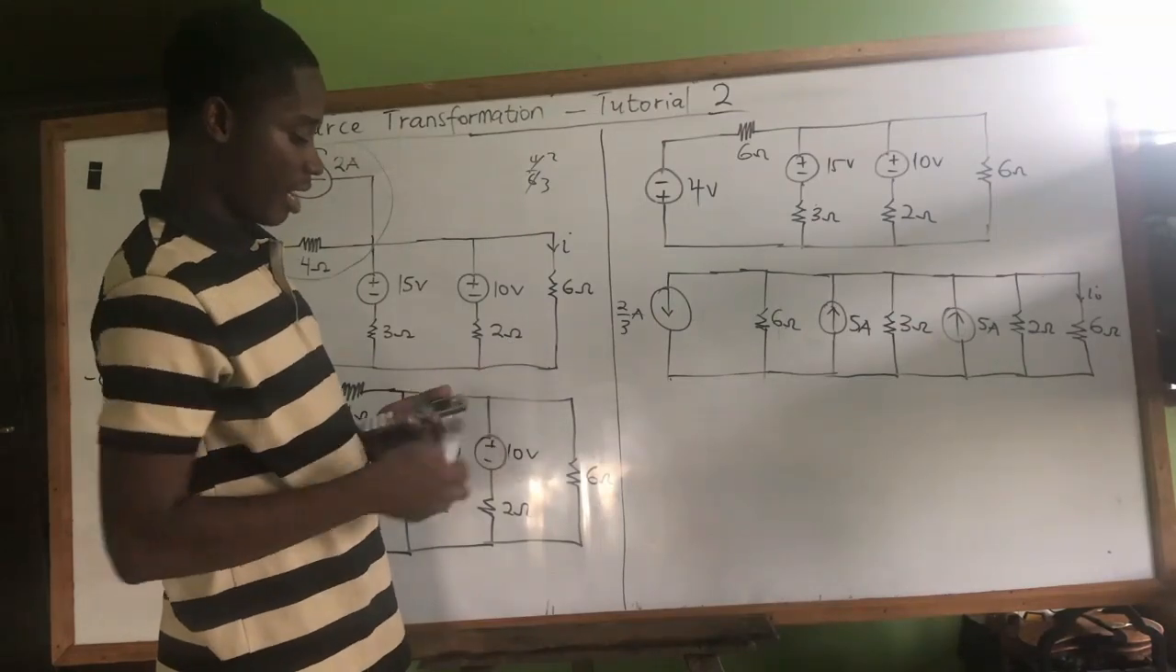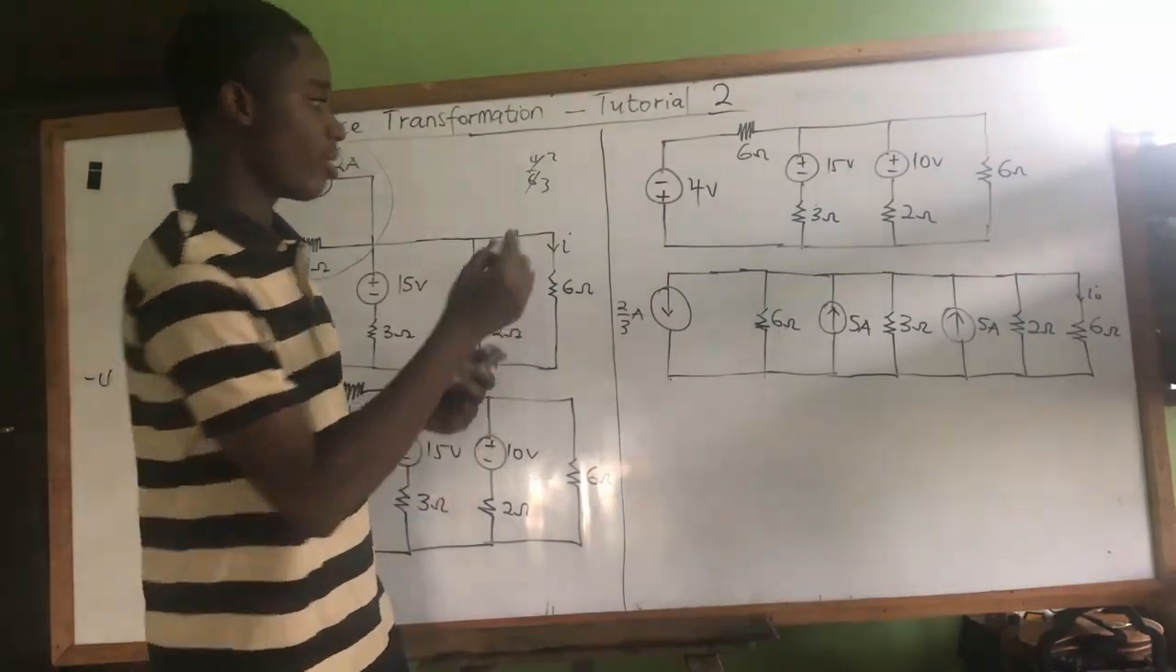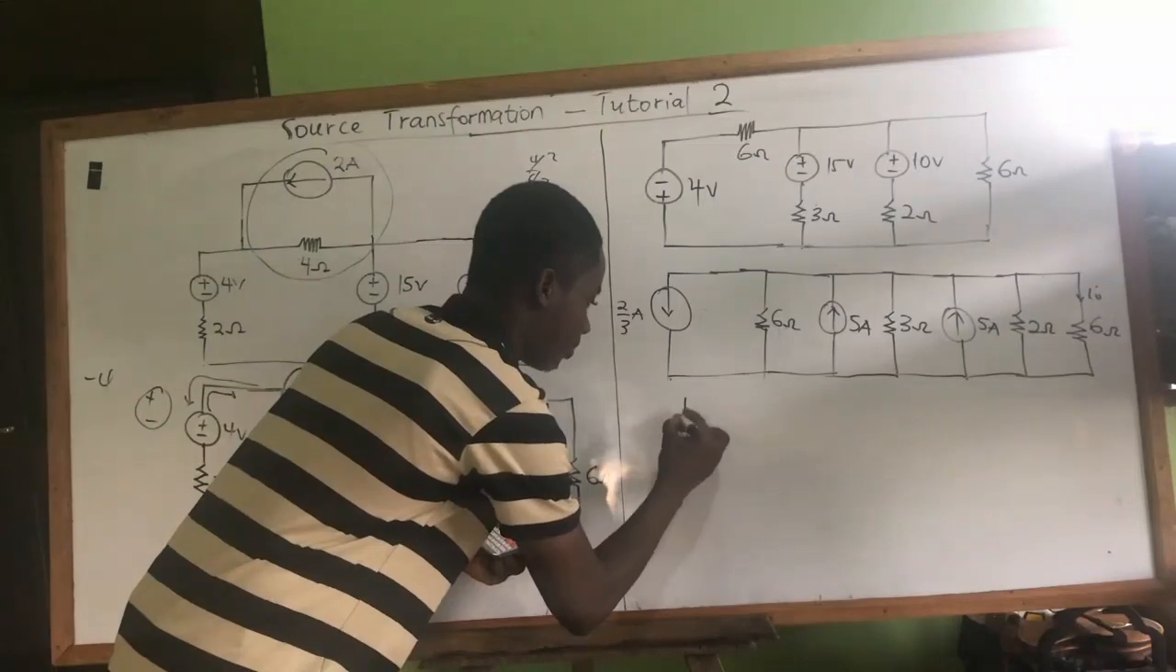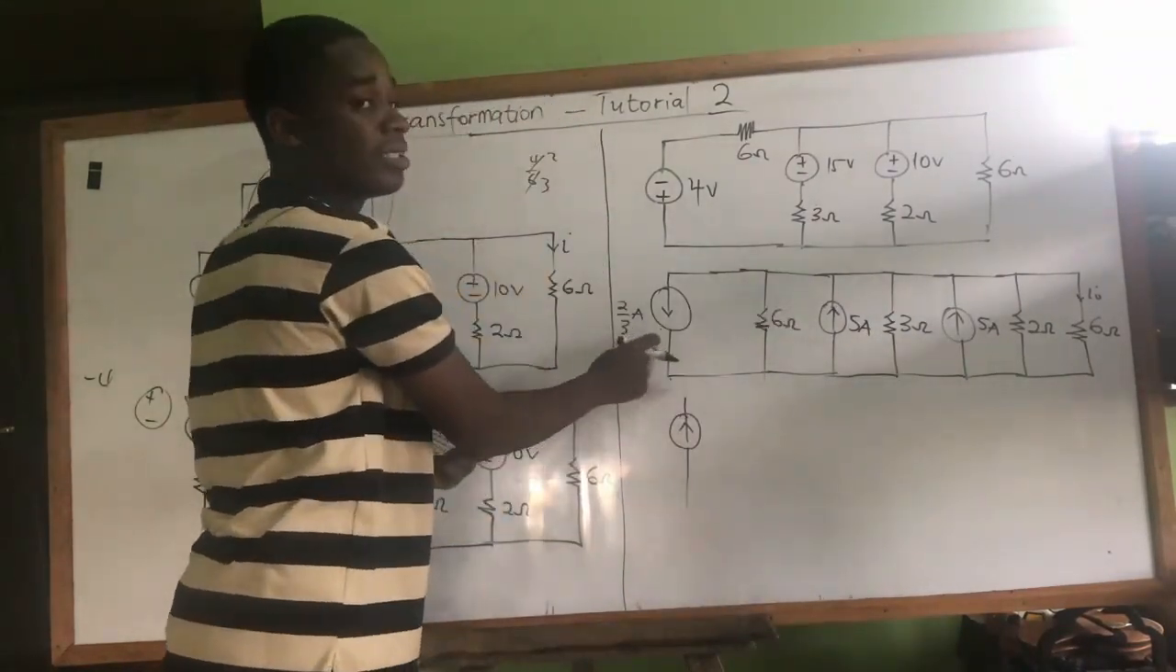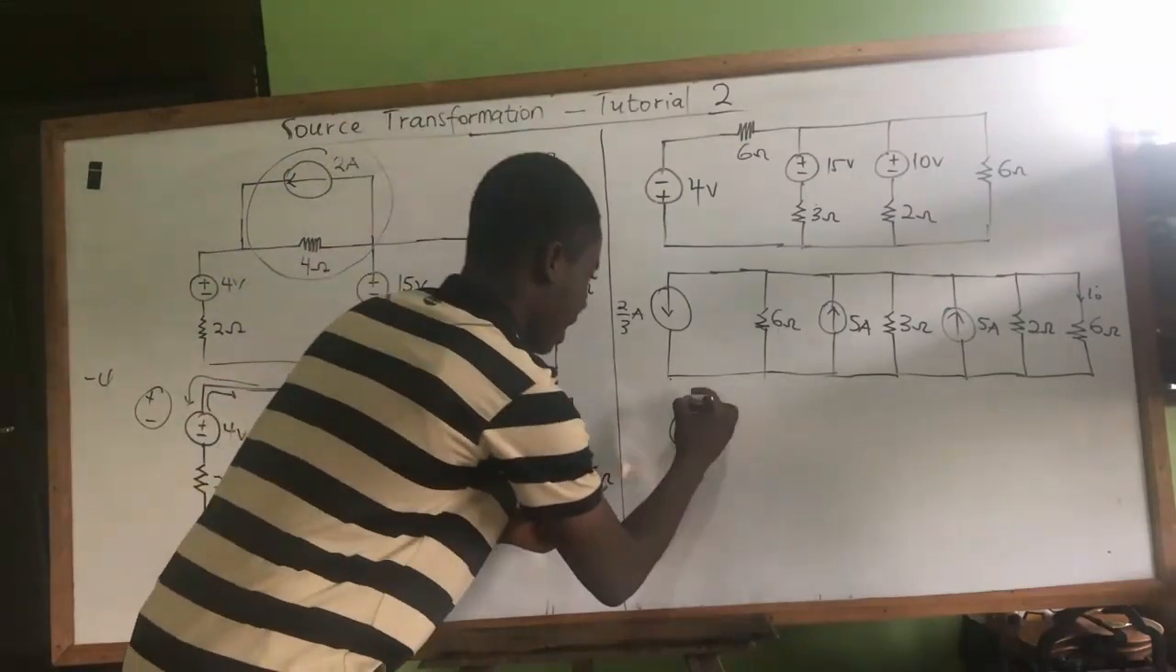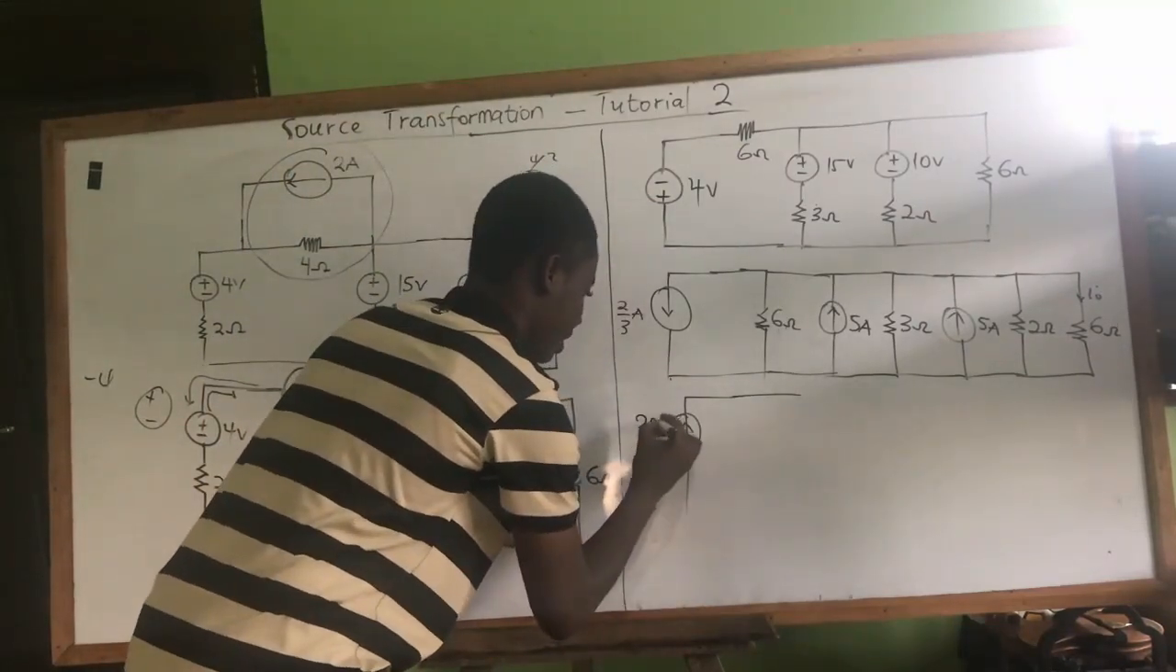So our total current there can be what? 28 on 3, which is moving up, because the 10 amperes here is greater than the 2 over 3. So we have it moving up as what? 28 on 3.